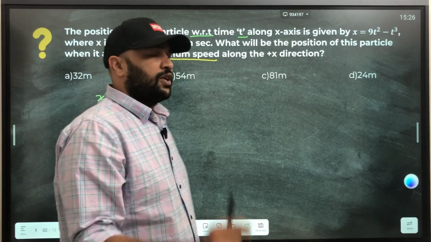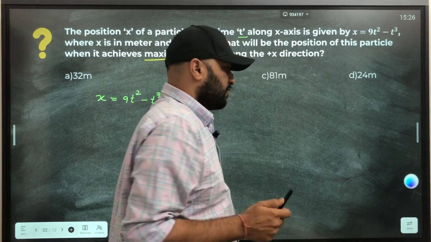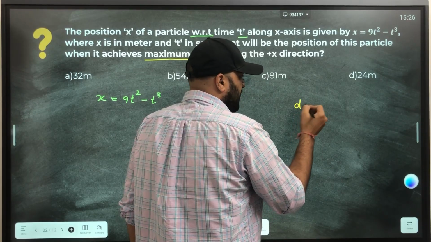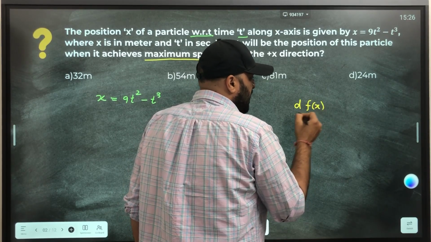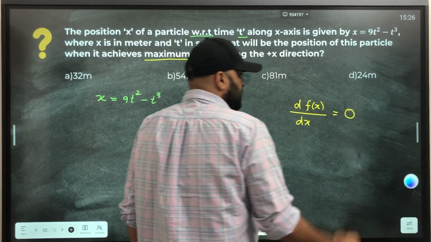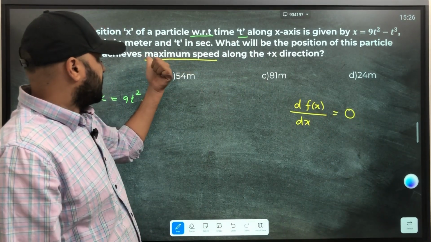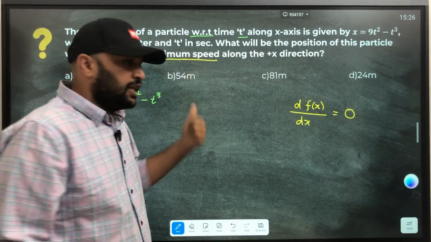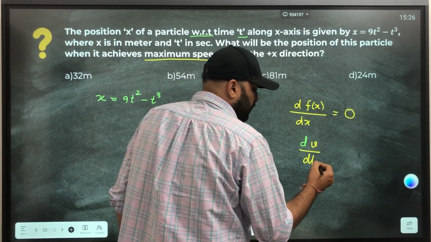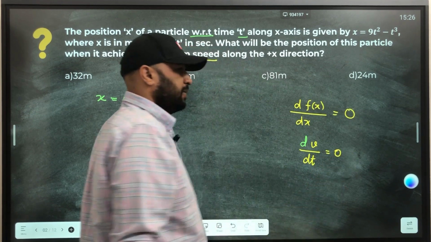Here we will make use of one concept of maths. Whenever a function is maximum, its first derivative is 0. So if we have any function f of x and it is given as maximum, its first derivative will be 0. In this case it is saying maximum speed, so the derivative of speed will be 0. Let me repeat again.